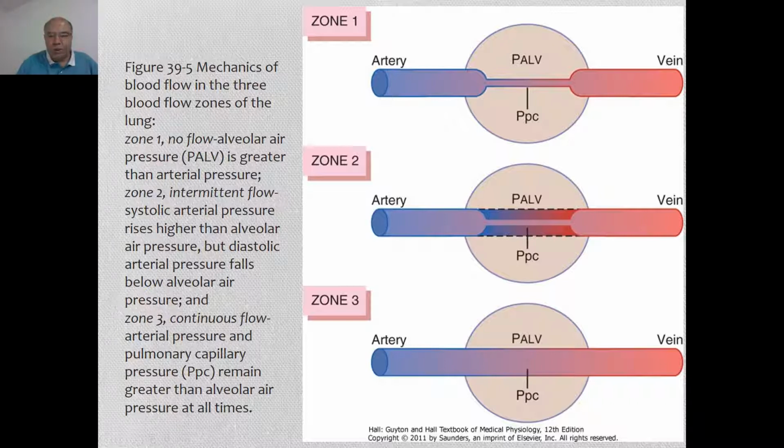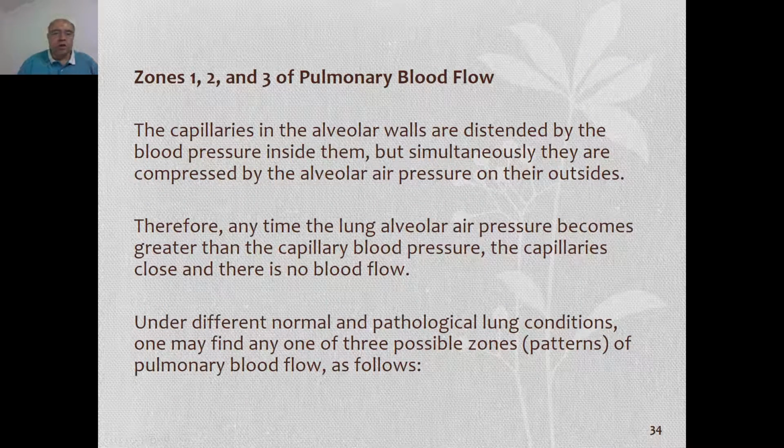And in zone 3, on the other hand, pulmonary capillaries are always open. So in both systolic and diastolic phases of the cardiac cycle, blood will be oxygenated and blood will flow smoothly, continuously. Okay? So, zone 1, 2, and 3 of pulmonary blood flow.